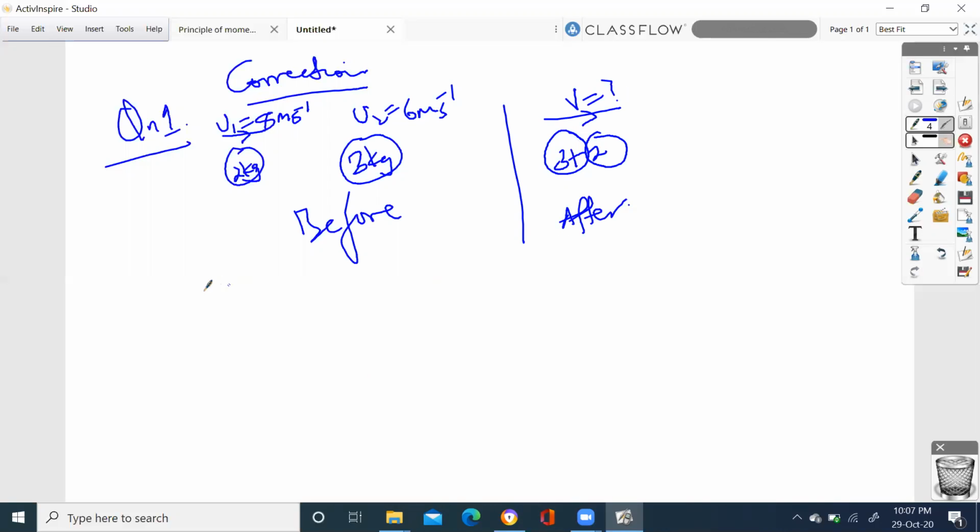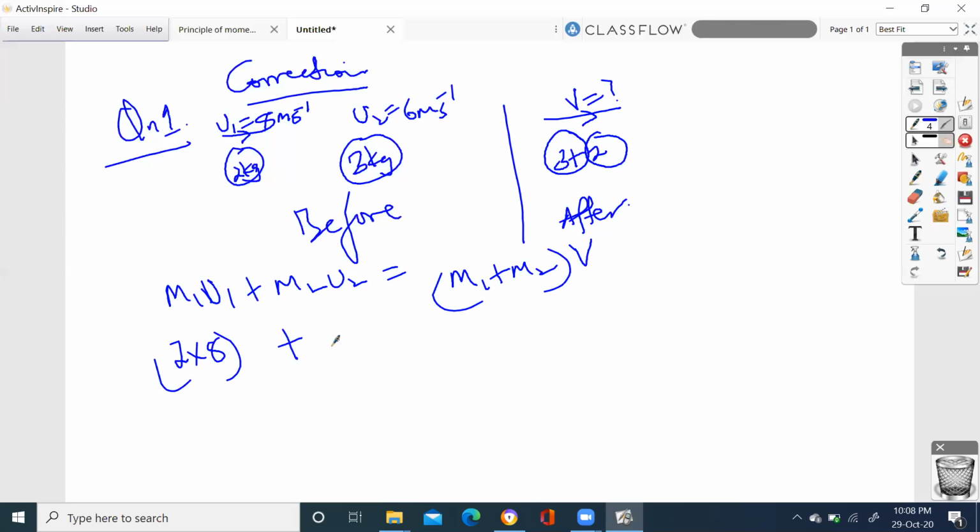From the conservation of momentum, m1 u1 plus m2 u2 is equal to m1 plus m2 into v. So we have 2 times 8 plus 3 times 6 is equal to 2 plus 3 into v. So what is the value of v? This implies that v equals 5. You get 5? Yeah, 5.